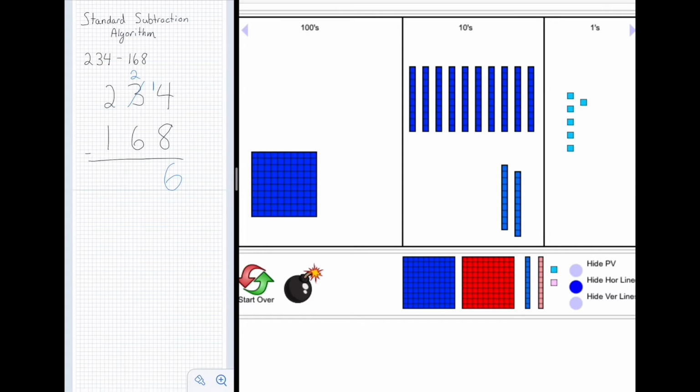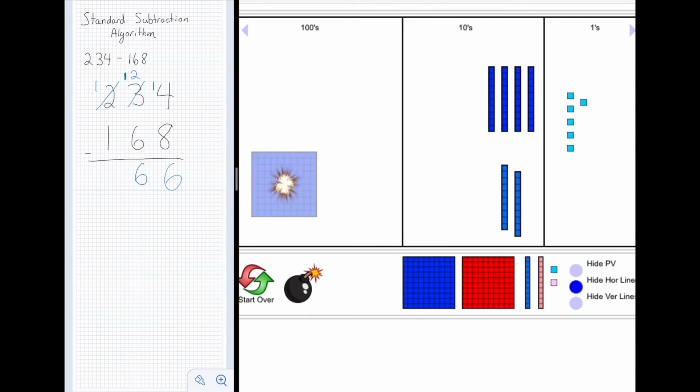So 100 becomes 10 tens. So when I borrow a 10, now I have taken away one of my hundreds, and I have 100 left, and I broke it into 10 tens, so now I have 12 total tens. And at this point, I can take away 6 of my tens. I'll highlight 6 and take them away. And what am I left with? I'm left with 6 tens. And finally, I want to take away 100. So take away 100, and my difference is 66.